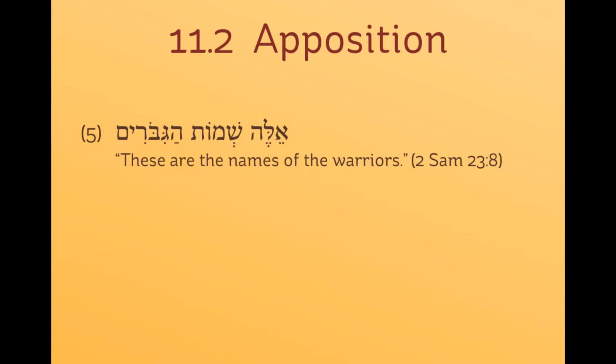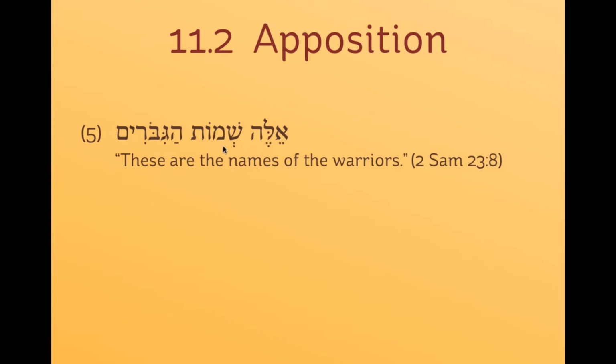Number 5 is an example where the 2 nouns side by side are a smichut. I'll read it. Ele Shemot HaGiborim. You could recognize Shemot and Giborim as forming a smichut because there's initial vowel reduction here, a shva instead of a tsere, but perhaps you don't recognize that. The way to know is if these 2 nouns are not synonyms, if they refer to distinct entities, then they form an of relationship.